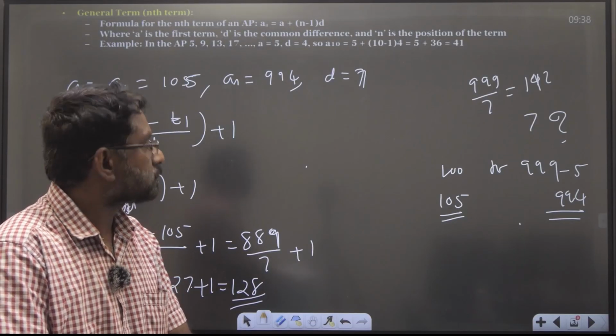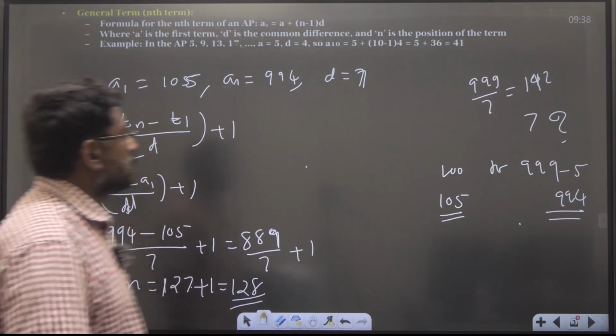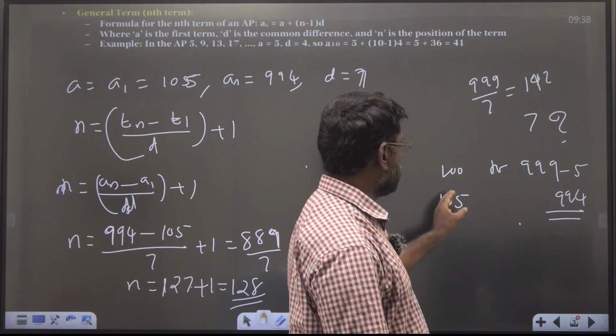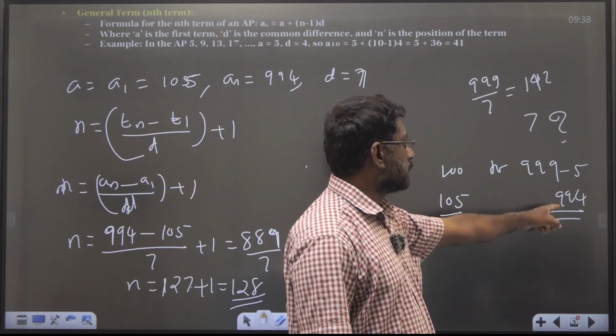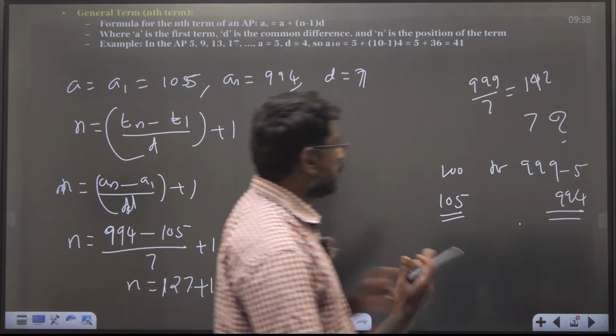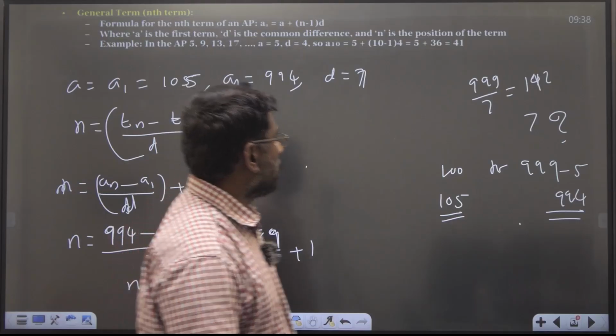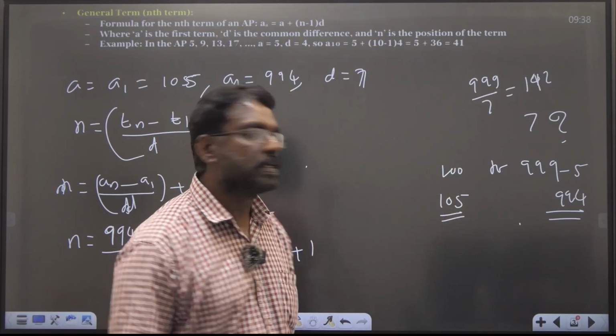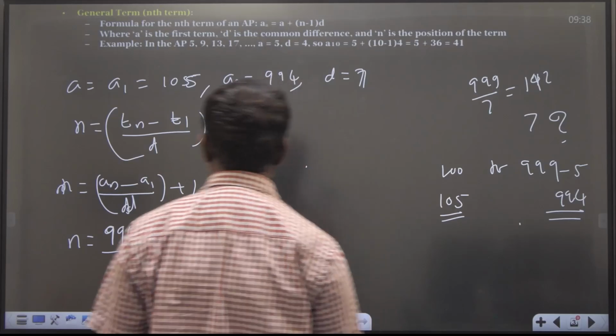Okay, this is the method. 105 is the first number; it is divisible by 7, so the remainder is 0. The last number is 994. You have to find these out first. Always, for divisible by 7, the common difference is 7. Okay, this is the method.